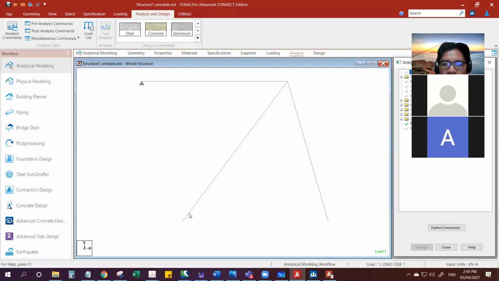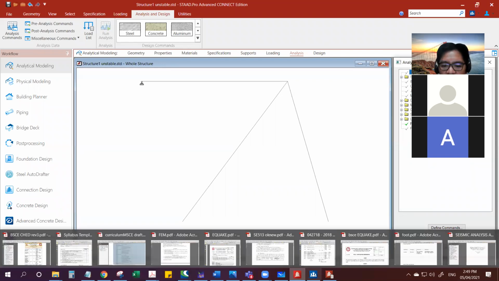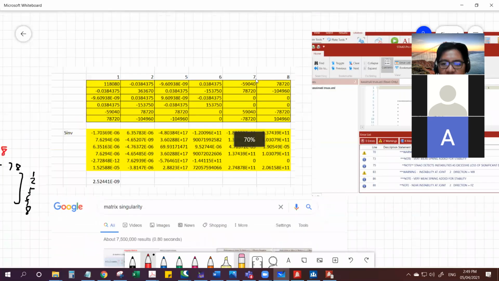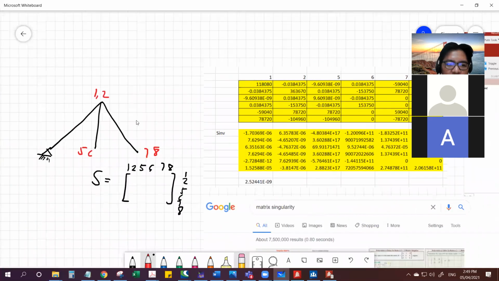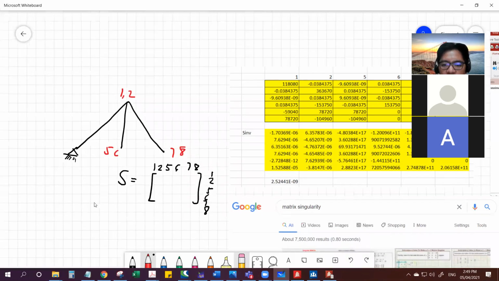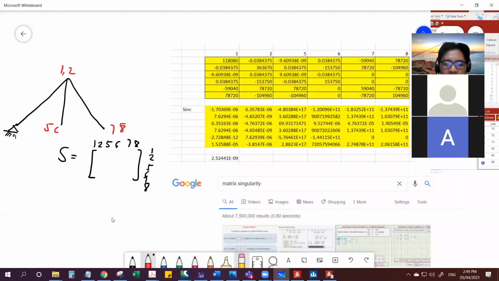1, 2, 3, 4, 5, 6. So our S matrix here is also 6 by 6. So you might come up with almost the same matrix, 6 by 6 also. I just can't find this file. Okay, so that's a singular matrix.